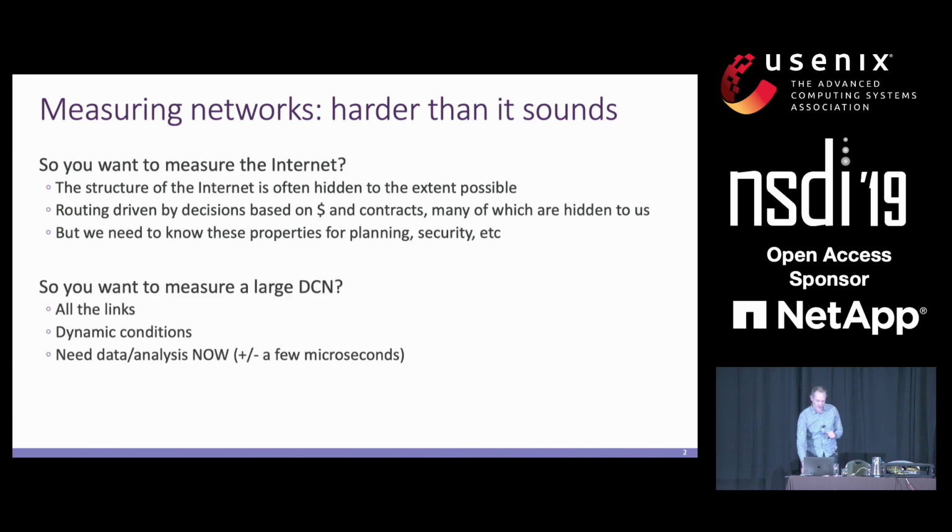And there's a paper in the session that talks about that. The rest of the papers talk about measurement in a large data center network. I don't think I need to do much introduction given the other sessions on data center networking that have been described so nicely and clearly. The challenges here are so many links, conditions extremely dynamic, so things are changing very rapidly, and you need your data, you need your analysis right now, and right now means microseconds. And that puts huge constraints on what you can do.